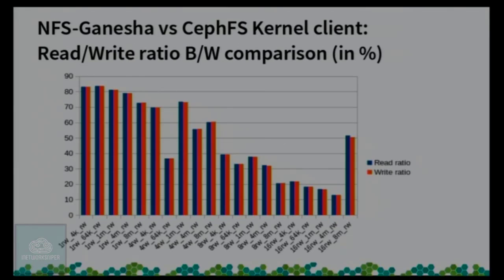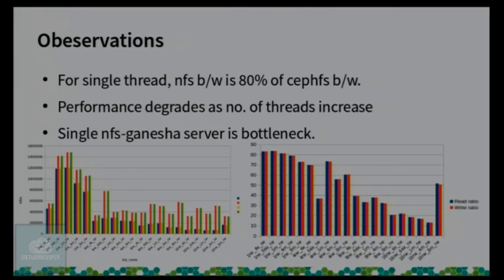This is a more comprehensive read-write ratio bandwidth comparison for Ganesha and CephFS. So if you look at the first data point on the x-axis, that is just a single thread, and it's approximately 80% of what CephFS bandwidth is, but then it degrades. So it's obvious that as the worker threads are increasing, a single NFS-Ganesha server is going to be a bottleneck. And in that case, we need to have multiple Ganesha servers taking care of multiple clients.